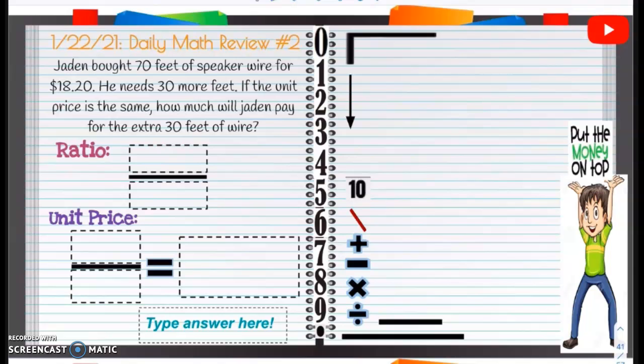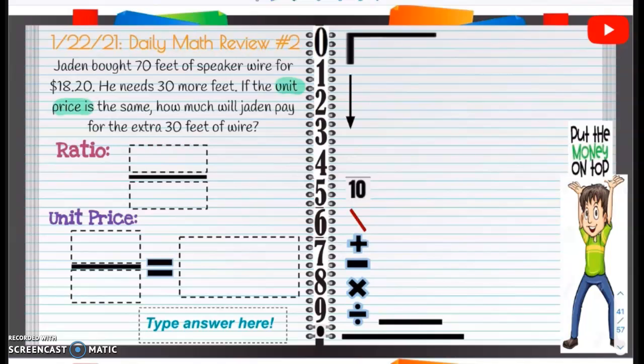Jaden bought 70 feet of speaker wire for $18.20. He needs 30 more feet. If the unit price is the same, how much will Jaden pay for the extra 30 feet of wire? All right, so first we're going to figure out that unit price.